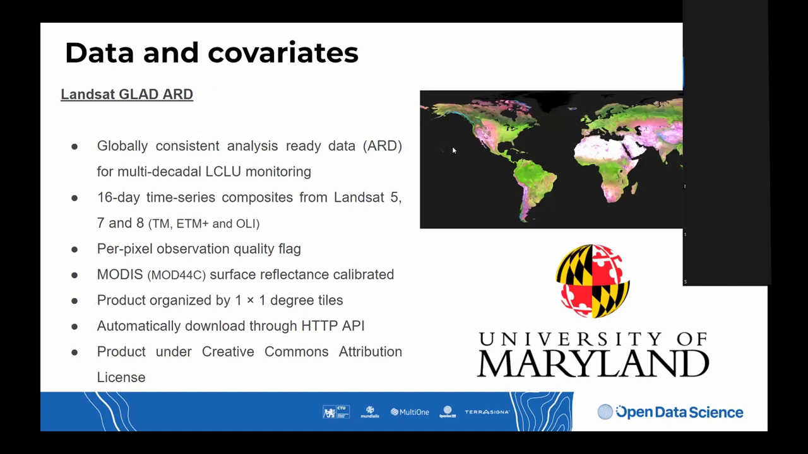The biggest source of information that we have in these models actually comes from the Landsat GLAD ARD, which is a harmonized version of all the Landsat data that is currently available, and is reprocessed in a way that each of these different satellites shows the same, let's say, values across the whole time series. So if you do time series analysis on Google Earth Engine with the Landsat data that's available there, be careful.